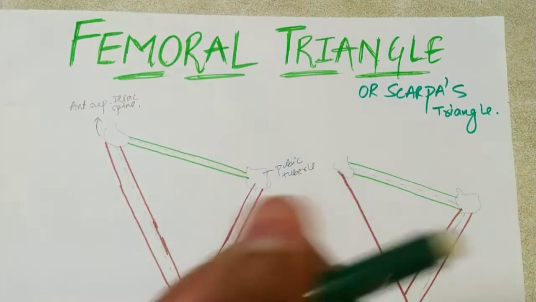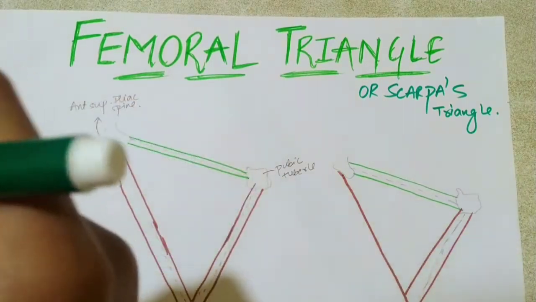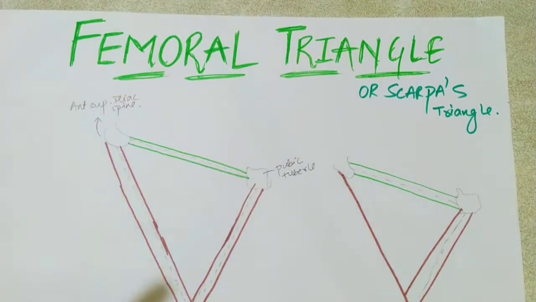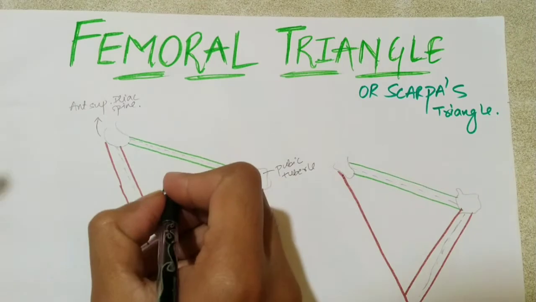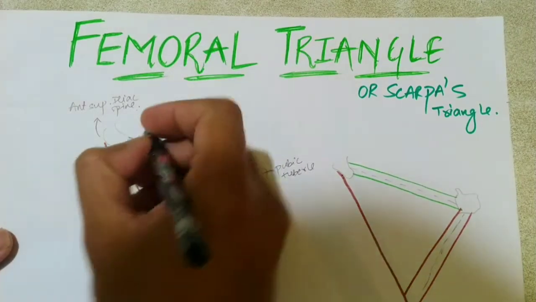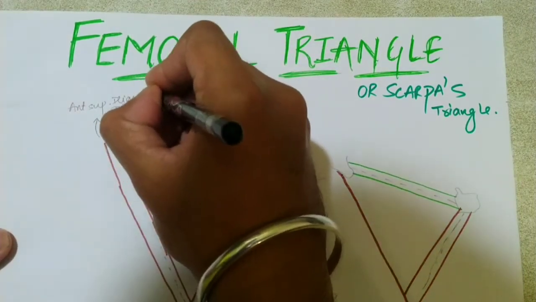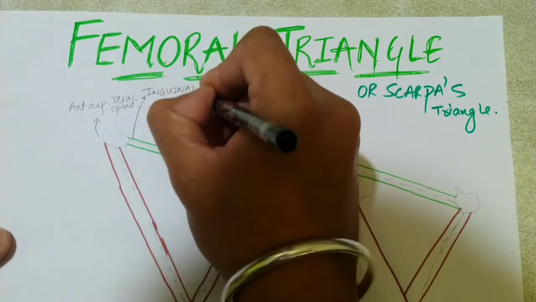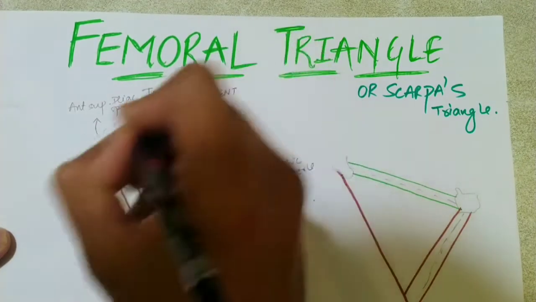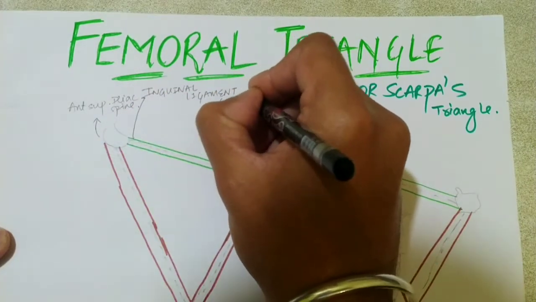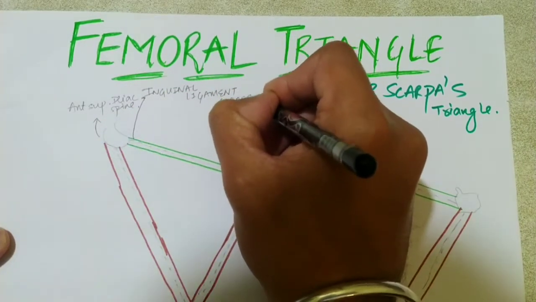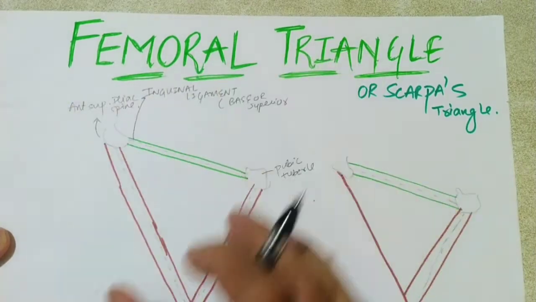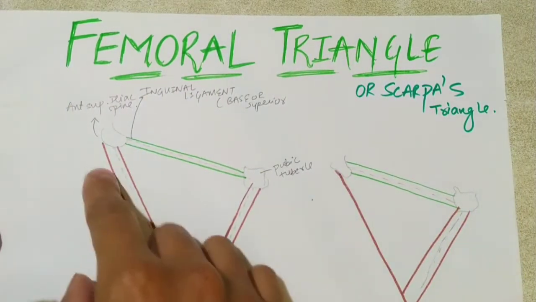So this is your inguinal ligament. We'll mark here just above the inguinal ligament. It forms the base of this triangle, the superior boundary, from the above side. Now we will see the lateral boundary.